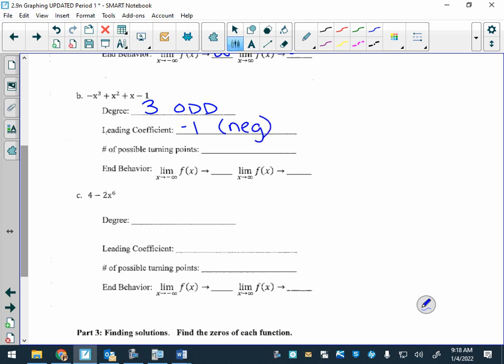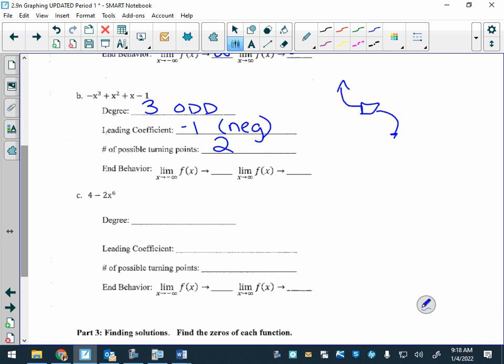Okay. Number of turning points. Jax? 2. Good. Now, end behavior. Is this going to resemble a parabola or a line? Line. Increasing or decreasing line? Decreasing. So we'll look something like that.